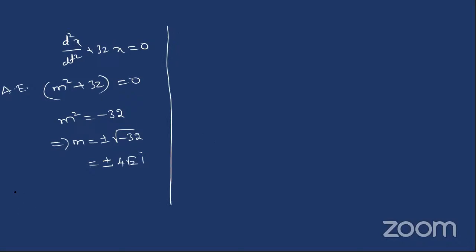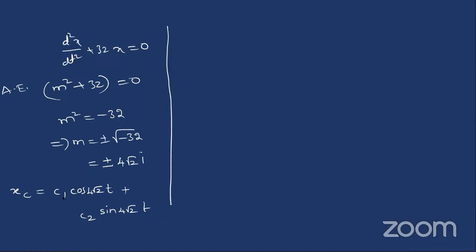When the roots are complex, as we know, we can write the complementary function xc. The x is the dependent variable in this case, so we can write xc as c1 cos 4 root 2 t, because t is the independent variable, plus c2 sine 4 root 2 t. Now, this is what you call the complementary function for this particular problem.